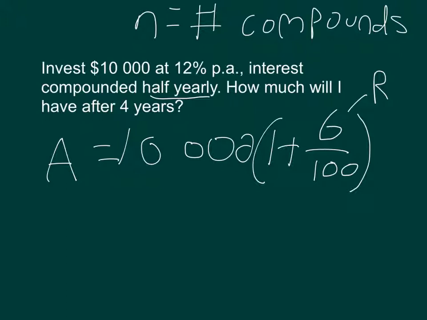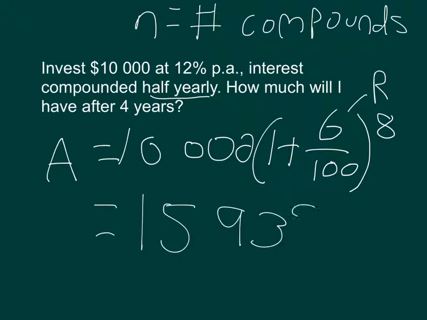Now, N is the number of compounds. So interest is compounded half yearly, which means twice per year for 4 years. So obviously the number of compounds, the number of times we recalculate the interest is 4 times 2, 8. Okay? Then we just simply put that on our calculator. So if I put that on my calculator, I get 15,938. Again, I'm rounding to the nearest dollar. I don't care if you round to cents as well.